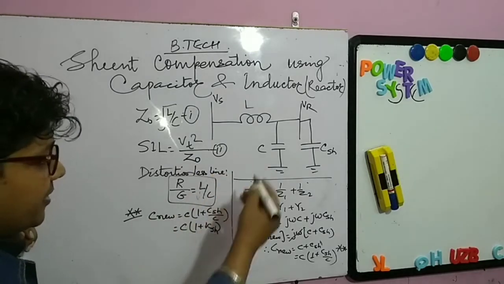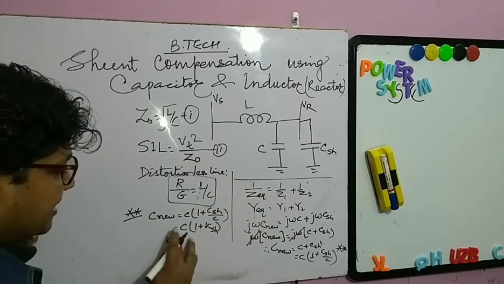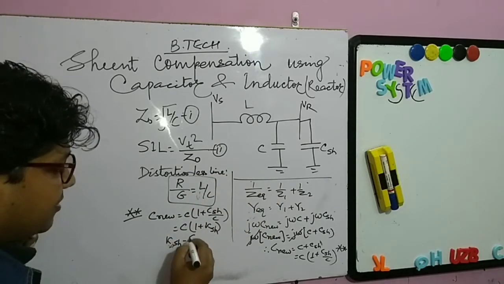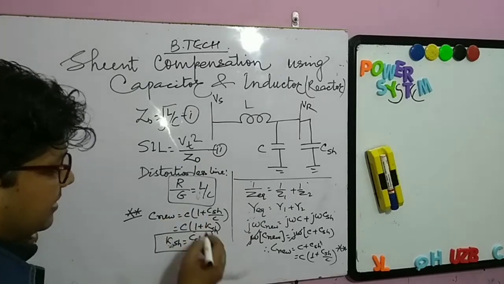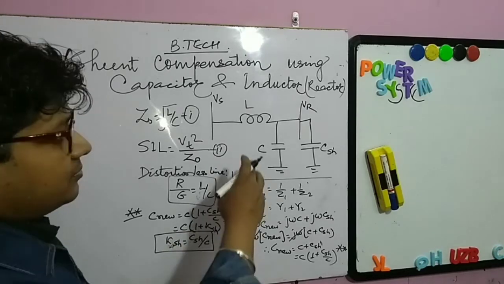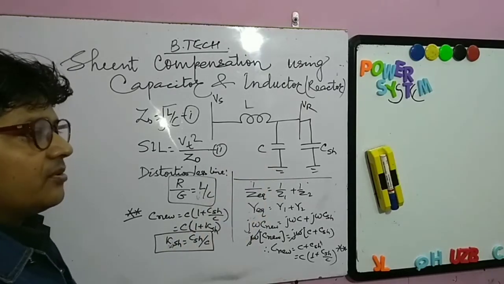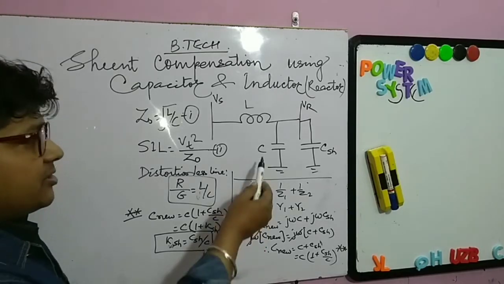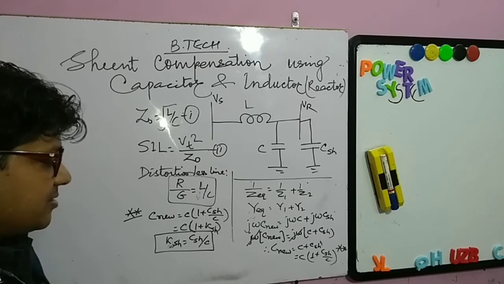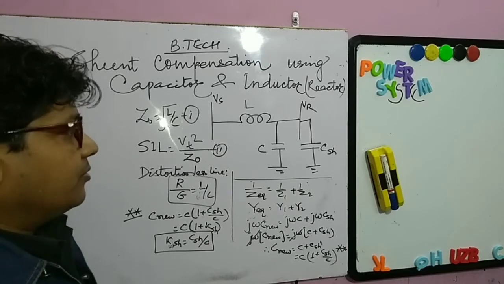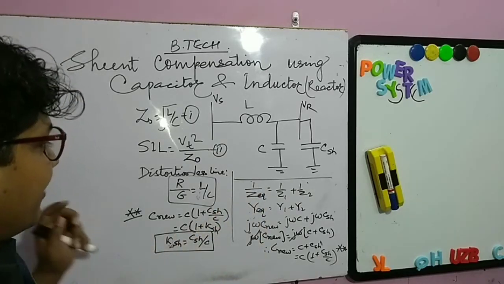So what we are getting here, k_sh is equal to C_sh, the shunt capacitance, divided by C, the capacitance of the line. So this is the ratio C_sh upon C. Now this is the factor.